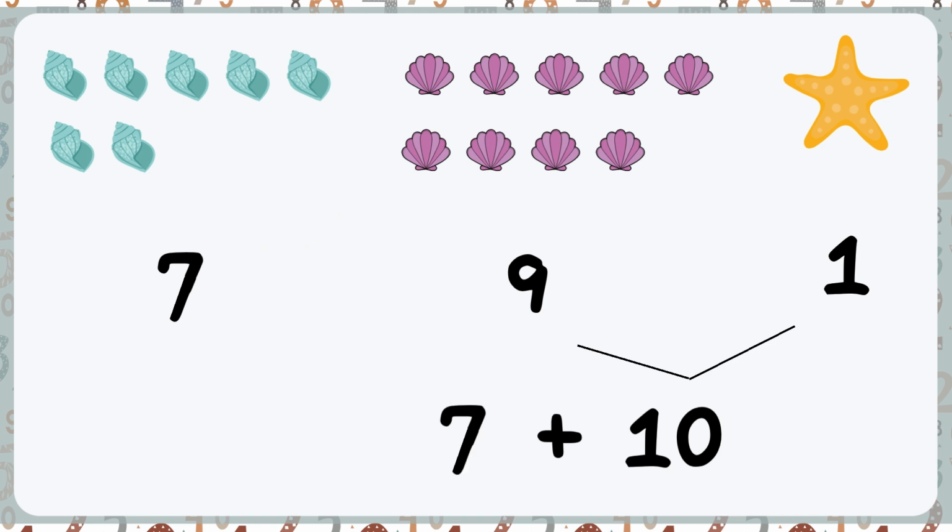So we're going to put that into our number sentence. So now our number sentence says 7 plus 10. Now, if you want, you can put the 7 on the other side of the 10. It doesn't really make a difference. All right, so now we just have to figure out, what does that equal?